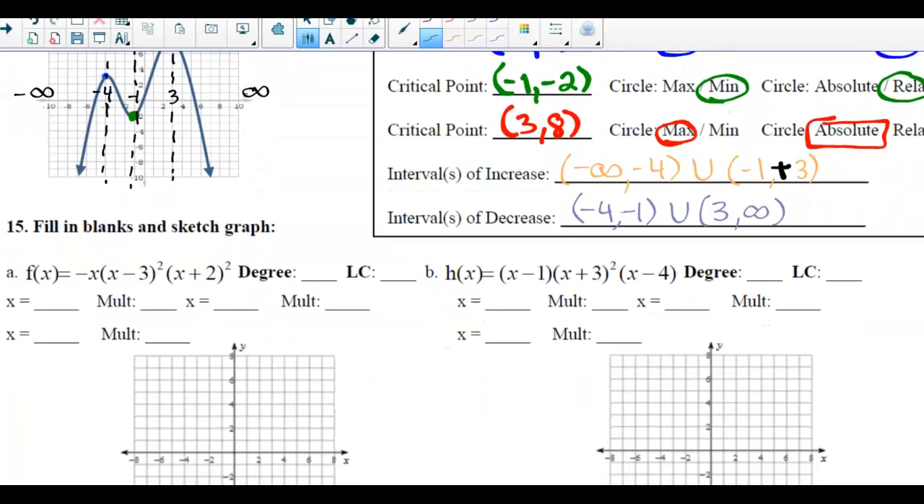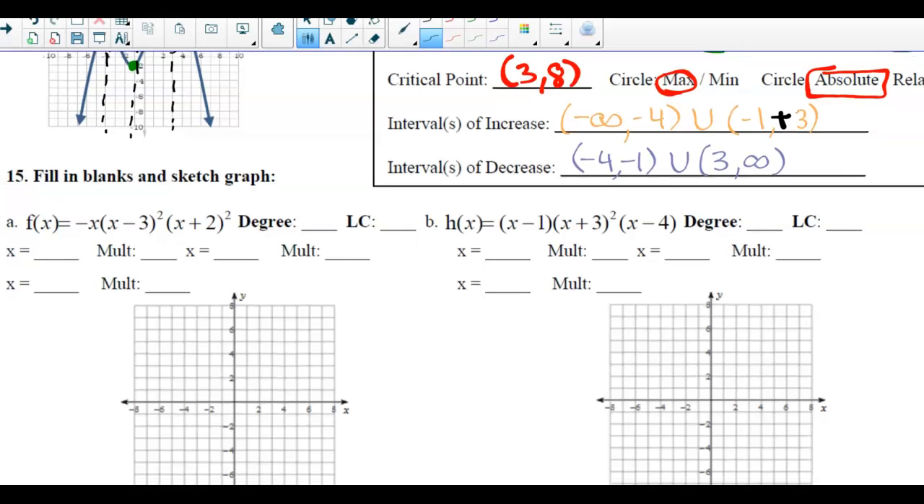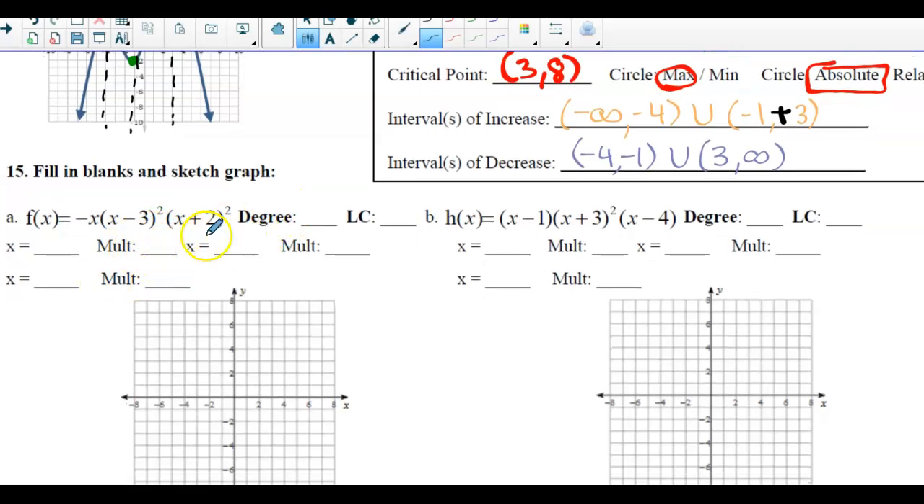Now, there's not really a question like this on the test because the test is multiple choice, but we do need to be able to recognize from a factored form like this what the roots and the degree could be. Here we can see that the leading coefficient is negative because there's a negative in front. And the degree, let's see, 1, 2, 3, 4, 5.